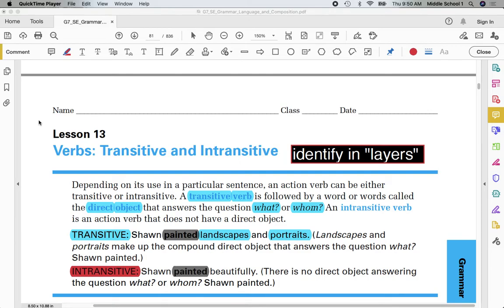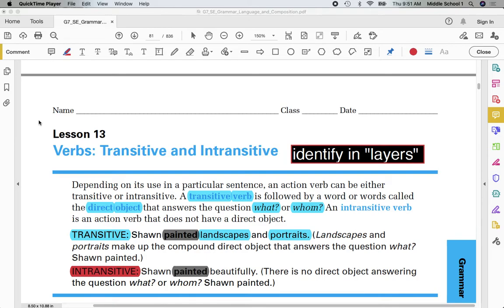If you follow along carefully today, using 3 simple directions, I'm quite confident that if you don't already know the difference between transitive and intransitive, you certainly will by the time we finish our examples. Depending upon its use in a particular sentence, an action verb can be either transitive or intransitive. A transitive verb is followed by a word called a direct object.